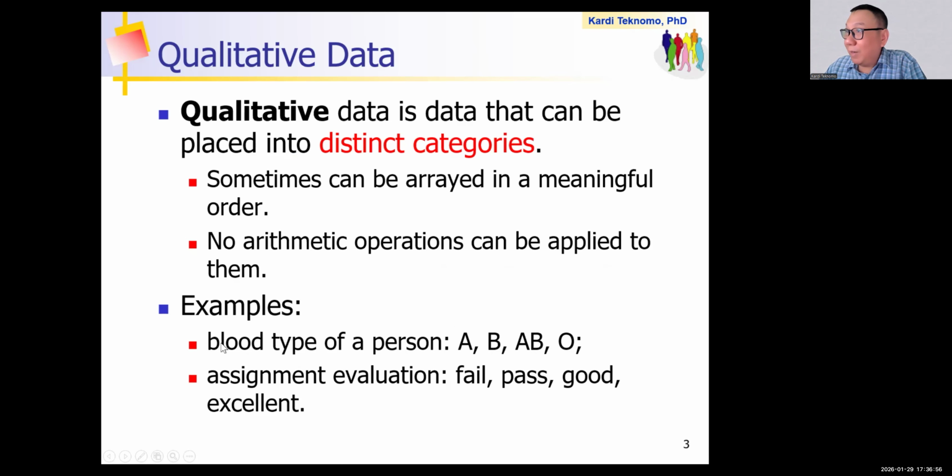So the first part here, the blood type of a person, is there any order? No order, yes, sir. How about the assignment? Fail, pass, good, excellent. Is there any order? Yes. So you would say pass is better than fail, good is better than pass. So there are distinct categories, sometimes with order, sometimes not. These are called qualitative data.